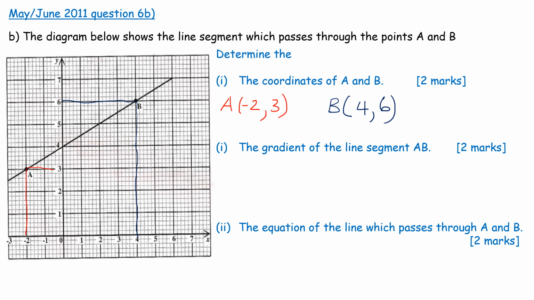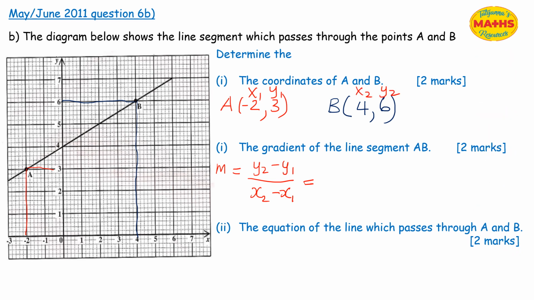Part 2, the gradient of the line segment AB. The gradient is represented by another letter, m. It is y2 minus y1 over x2 minus x1, the change in the y values over the change in x. So we're going to label our coordinates: this is x1, y1, x2, y2. So 6 minus 3 over 4 minus 2.